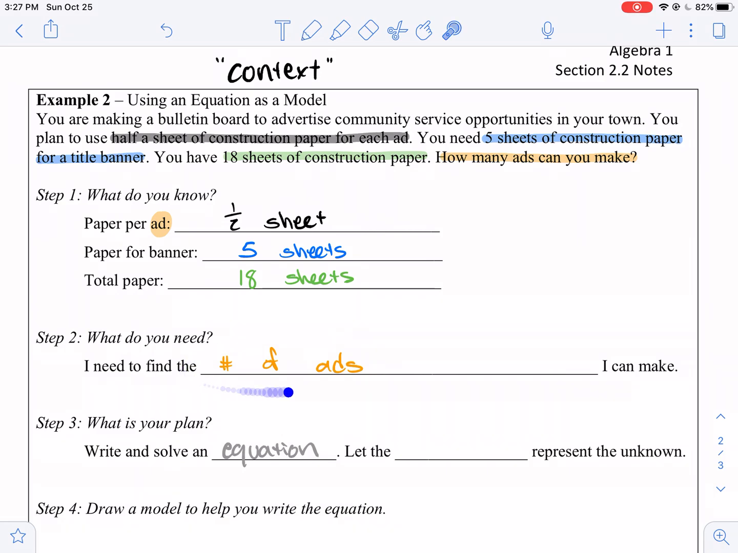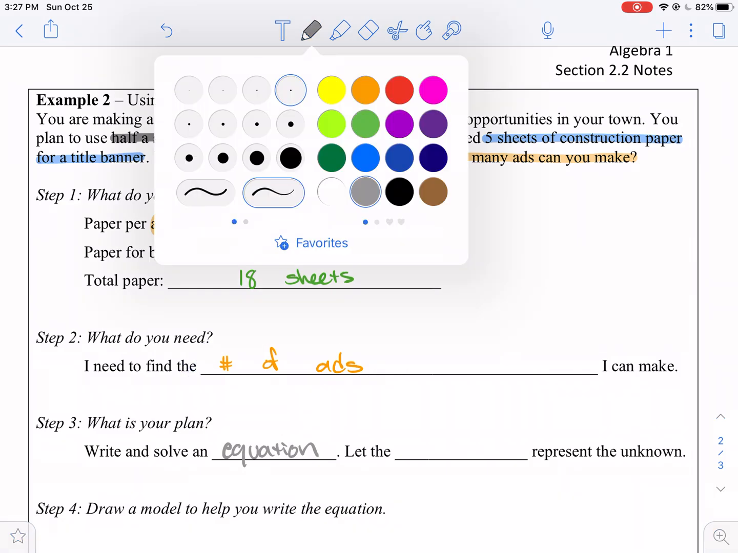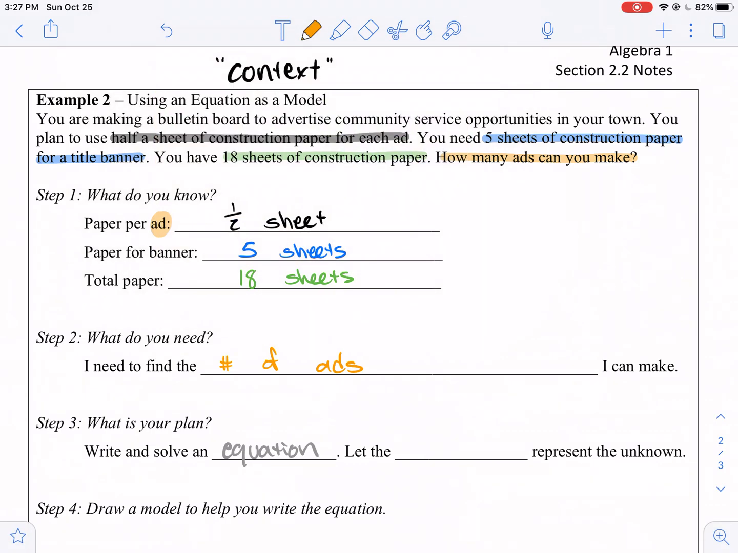Because that's the question, that's going to inform what our variable is. You want to make your variable what you need to find, because that's going to be the answer to your problem. So the variable will represent what we don't know, which is the question that we have. Okay, so let's put this into a model.